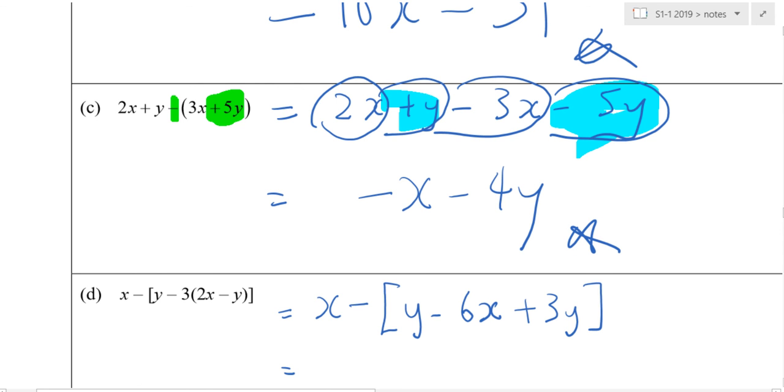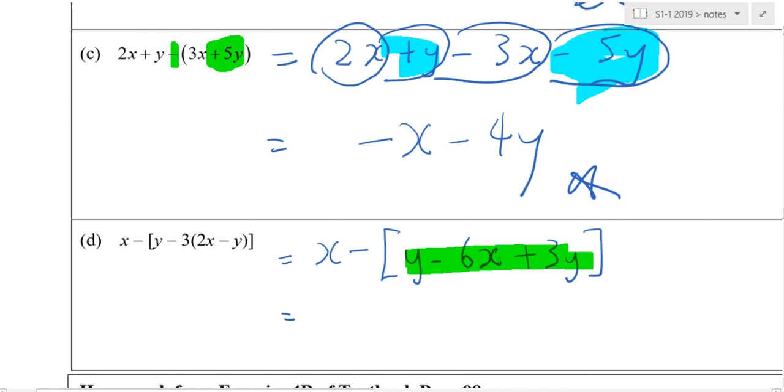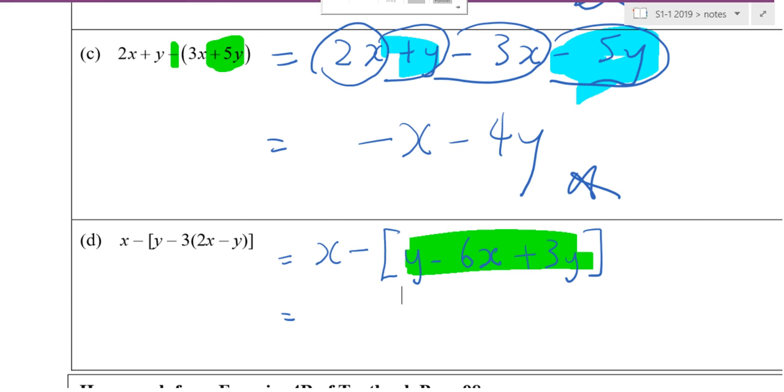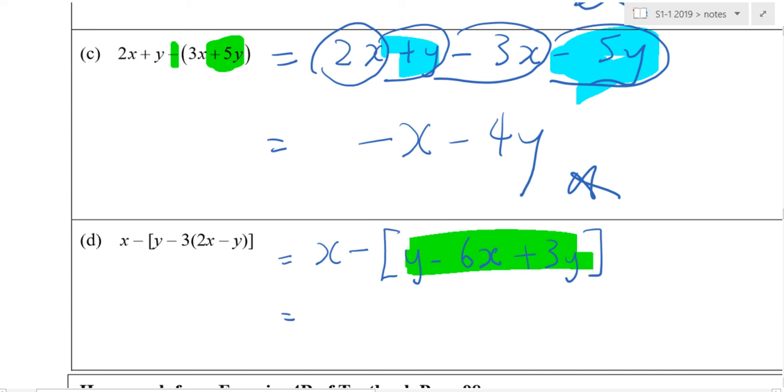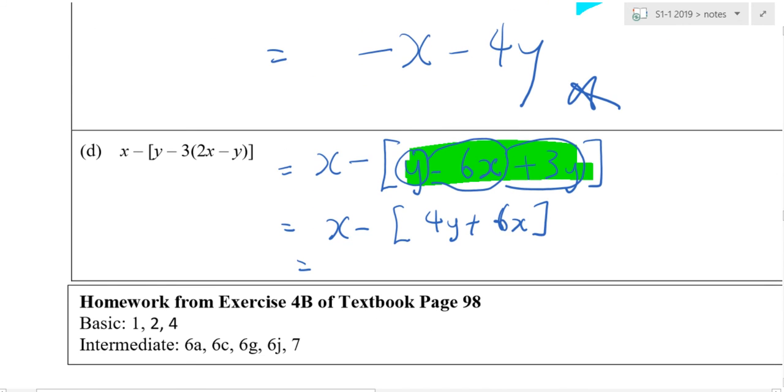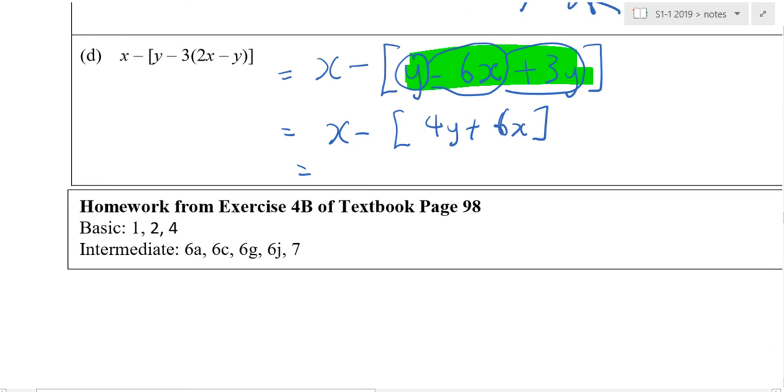Yiting, continue. Settle the inside bracket first. What do you have? Y minus 6x plus 3y. So who and who will add together, eating? Y plus 3, what do you get? 4y. So you write x minus 4y plus 6x. Eating, what's the next step? Not easy for her because A, B, C, D, this is the most tricky one.